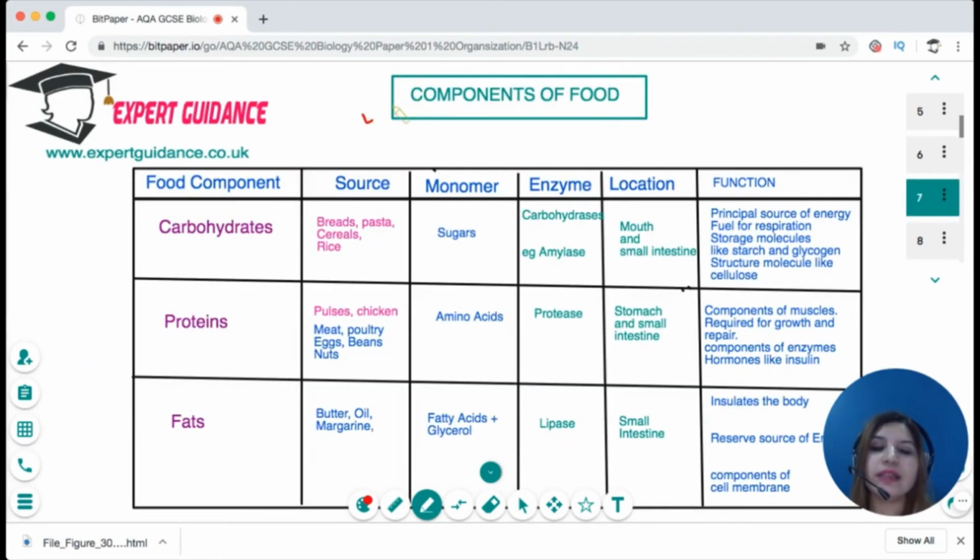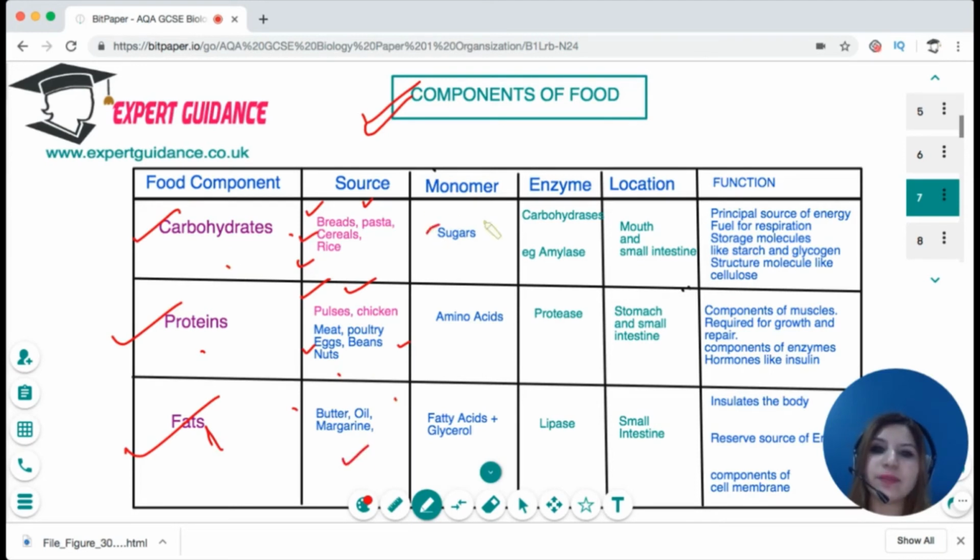Now, let's see what are the components that we take in with the food. We take carbohydrates, proteins, and fats. Carbohydrates are present in bread, pasta, cereals, and rice. Proteins are present in pulses, chicken, meat, poultry, egg, beans, and nuts. And fat is present in butter, oil, margarine.